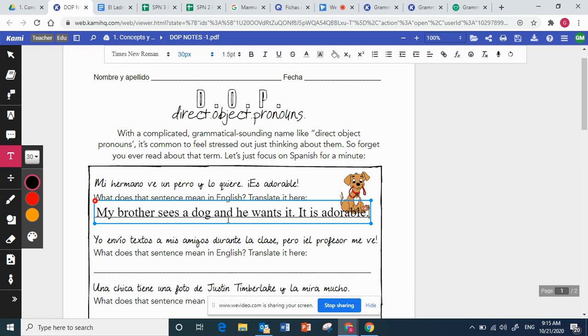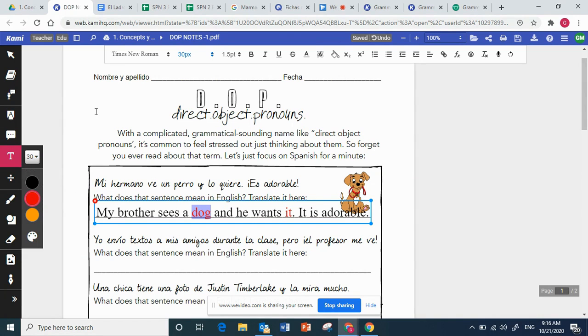When we read this sentence, this first part here, the direct object pronoun is who the action is done to. So if we look here, what does he see? He sees a dog and he wants it. And that word it is a direct object pronoun. Why? Because it is what the action is done to. And it refers back to what? What is it referring to? The dog. It's not anything. The word it has to refer back to something.